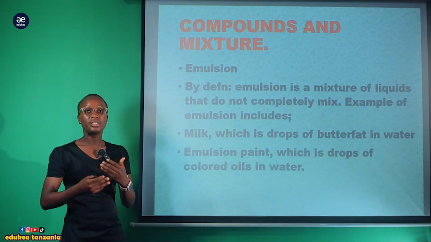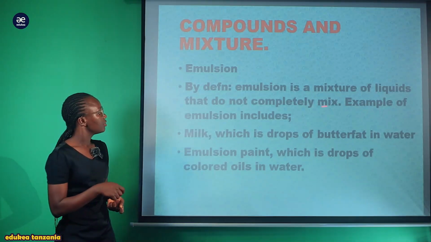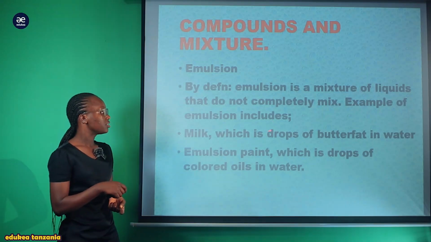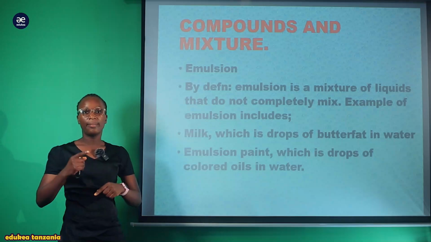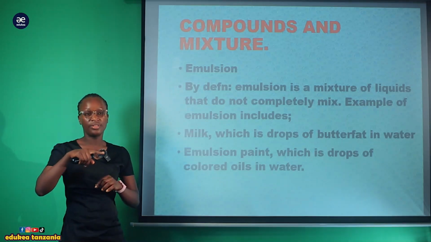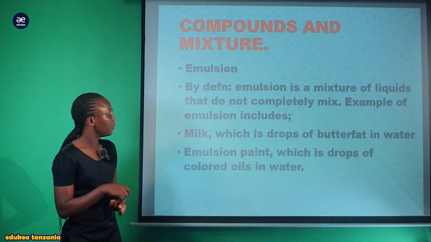For example, emulsions include milk, which is drops of butter fats in water. You can see the fats tend to form a coating in the water. Another is emulsion paints kwenye rangi, which is drops of colored oil in the water.